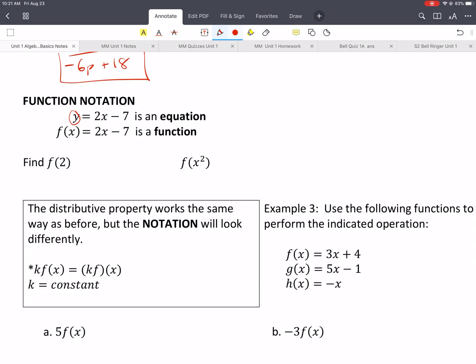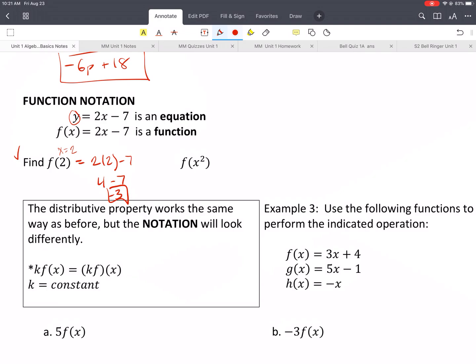And then oftentimes they'll ask you for questions like find, for this one, find f of 2. All right? So basically what we're saying is that x is equal to 2. So we're going to substitute that in for our x value. So 2 times x, well, x is 2. Minus 7. That gives us 4 minus 7, which is negative 3.